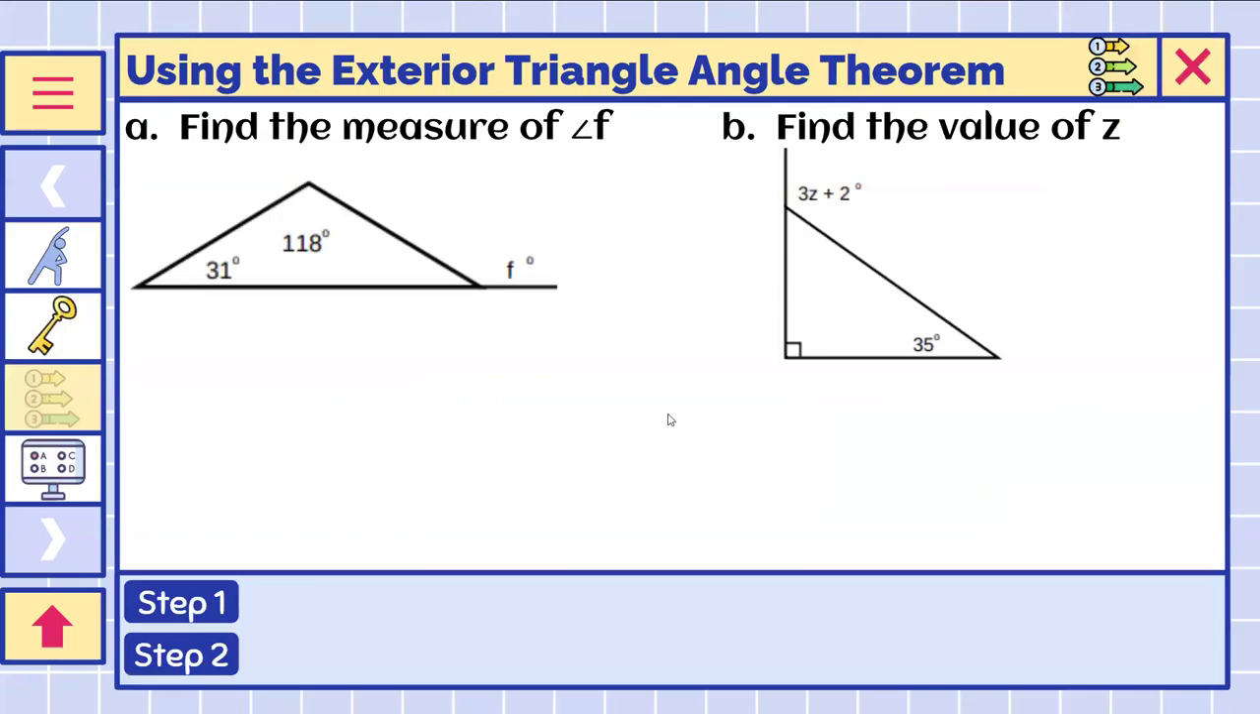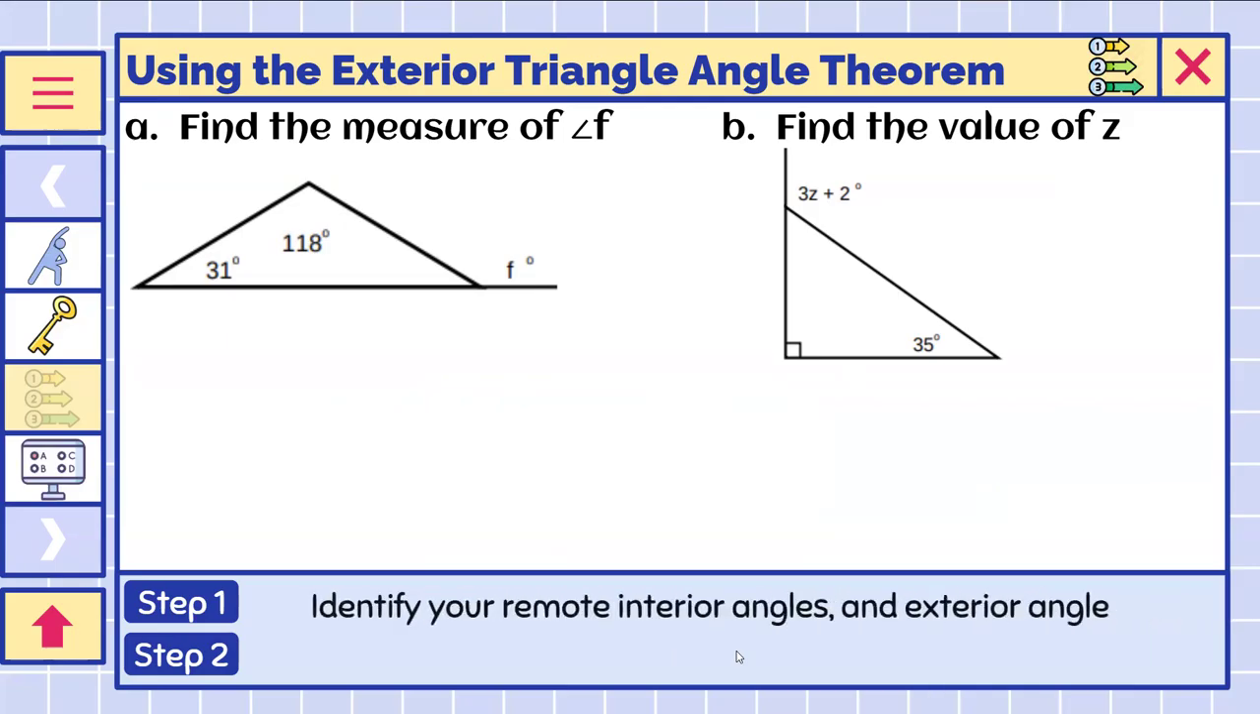We have a more simplistic problem and a more complex problem. Step 1 is identify your remote interior angles and exterior angle.